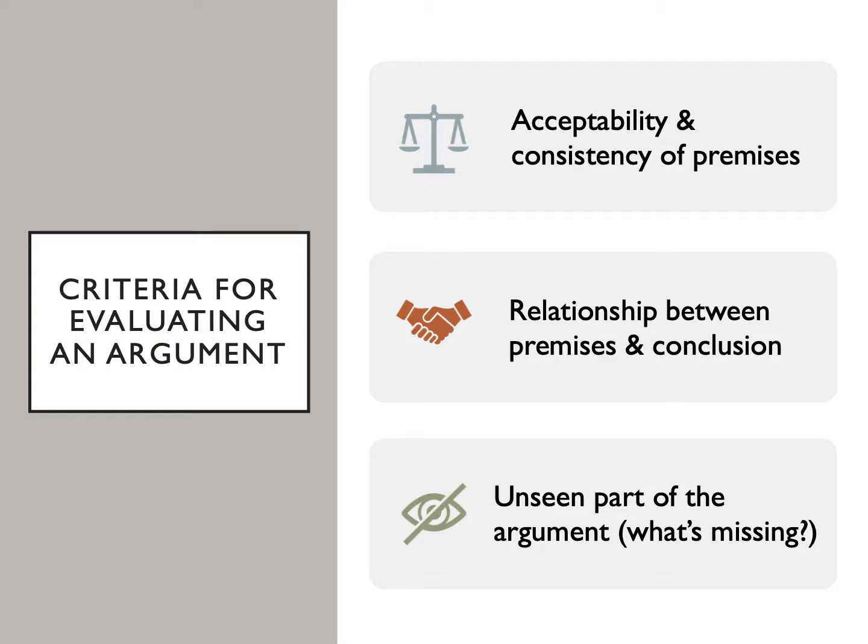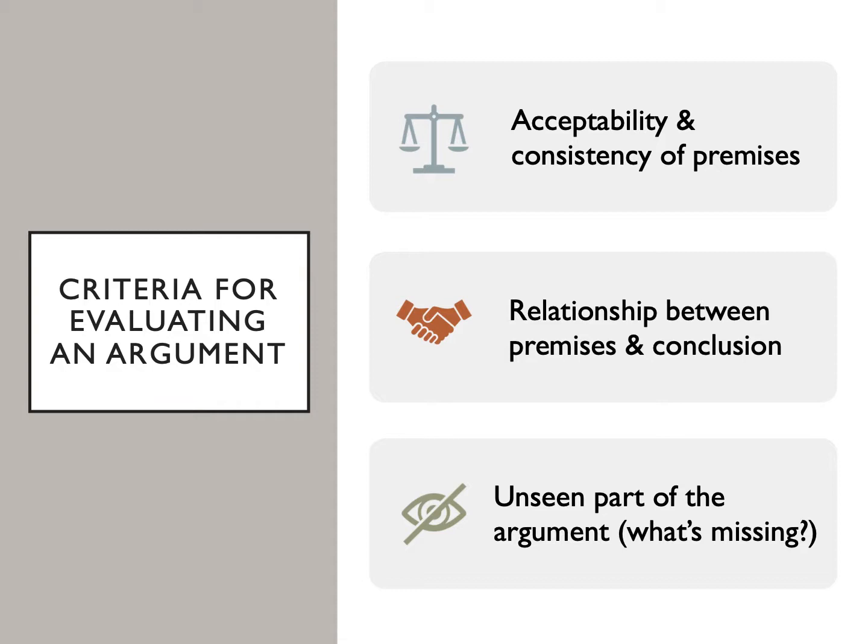Arguments are evaluated according to three main criteria. The first is to actually make sure that it's an argument. So there needs to be at least one premise and one conclusion. After that, we need to look at the acceptability and the consistency of the premises. Acceptability is usually judged on a continuum from totally unacceptable to completely acceptable. We'll talk more about acceptability as well as consistency on the next slide.